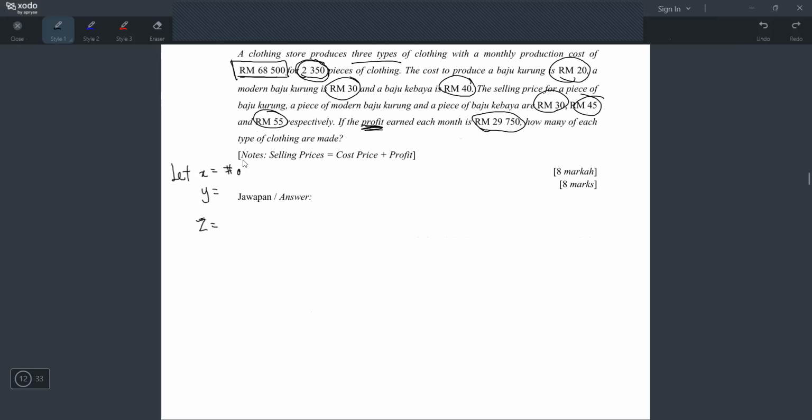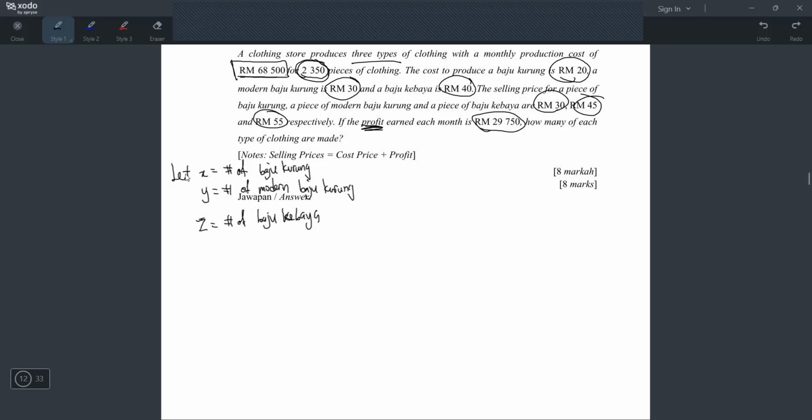So X represents the number of baju kurung, which is the first type of clothing. Y will represent the number of modern baju kurung, the second type of clothing. And Z will represent the number of baju kebaya. It means X actually represents a number, not a price. It's very important to write specifically whether it is the number, the price, or the mass. Some students just write X equals baju kurung, Y equals modern baju kurung. You have to be very specific in this type of question.